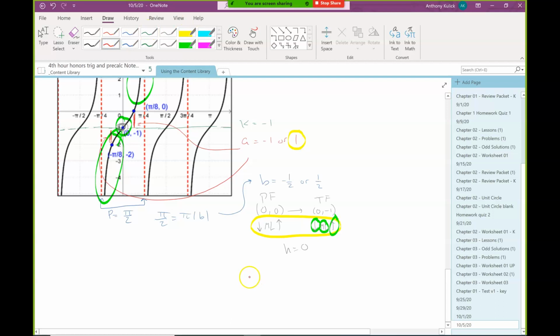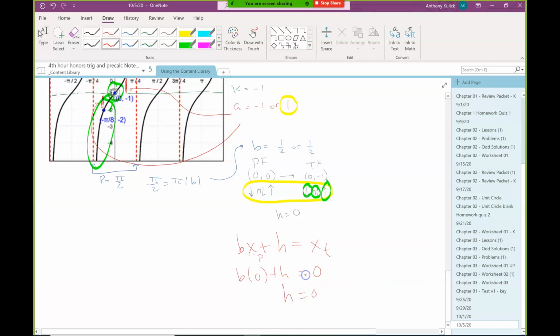So I would do the same. I can do the same thing. I can do bx from the parent plus h equals x from the transformed function. So I have b times 0 plus h has to equal 0, or just h is 0. In general here, when we're doing these transformations, if we're going from a 0 to anything, the h is just whatever that other x coordinate is.